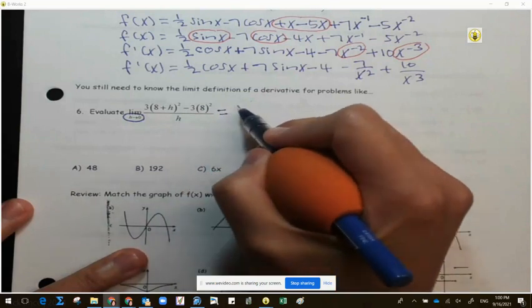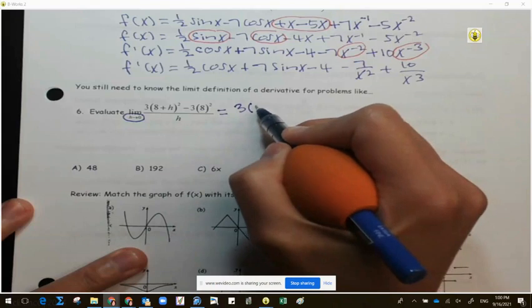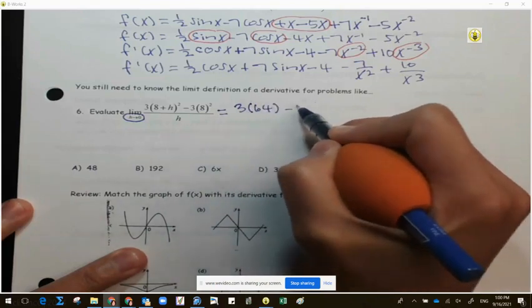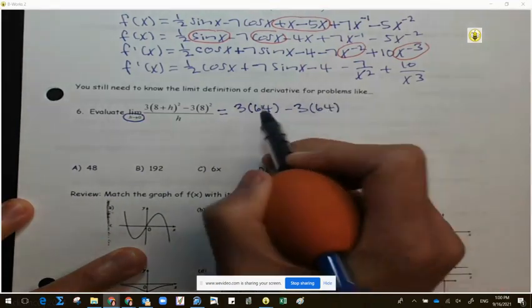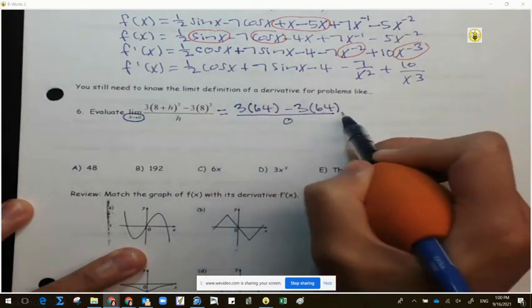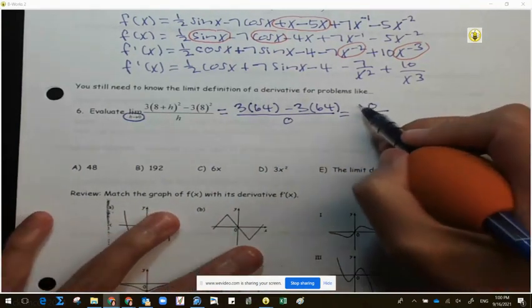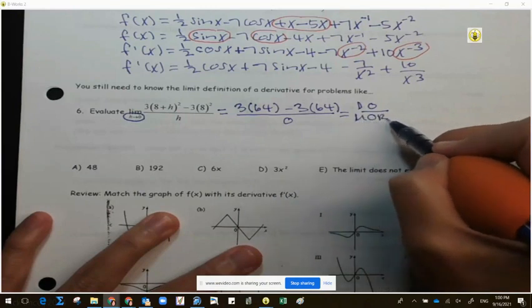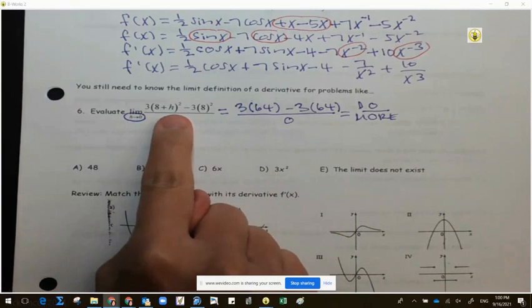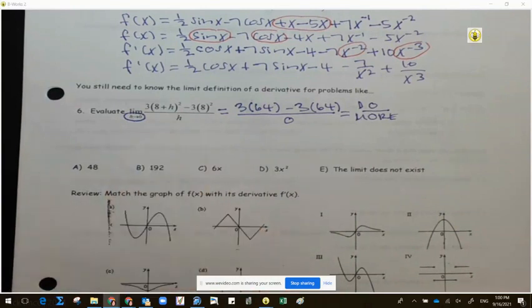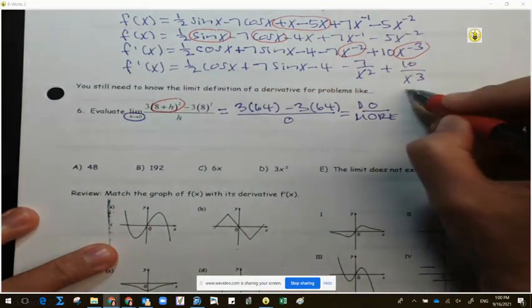Plug in the 0. So 3 times 8 plus 0 is 8, all squared is 64. Yes, I'm skipping steps. If you want to spend more time on it, go for it. h is 0. So what was the phrase when we had 0 over 0? Do more. Now something is wrong. Could I factor the numerator right now? So it looks like we're going to have to take the tedious step of multiplying this out. So write this twice to the side.